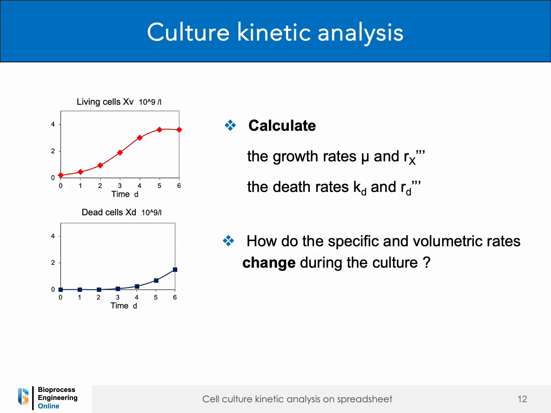The objective of the culture kinetic analysis is to calculate the volumetric and specific rates from the experimentally measured concentrations, and to determine how the specific and volumetric rates of cell growth and death change during the culture.